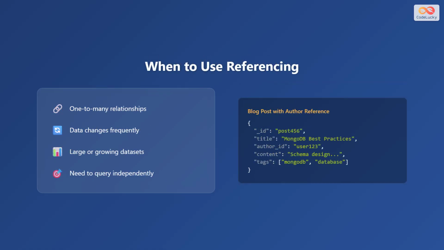Now let's look at referencing. Opt for referencing when you have one-to-many relationships, when data changes frequently, when dealing with large or growing datasets, and when there's a need to query data independently. Consider a blog post with an author reference. The author ID field references the user document of the author.